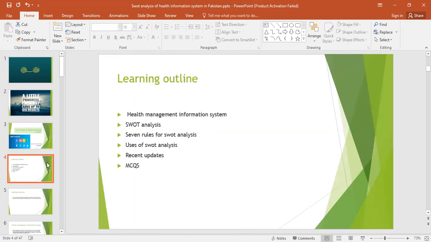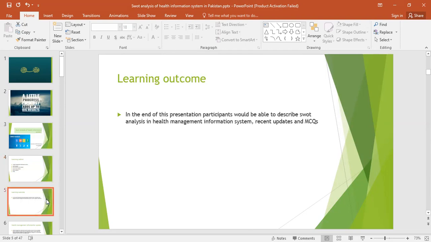The learning outline of my presentation is: introduction about health management information system, SWOT analysis, 7 rules for SWOT analysis, uses of SWOT analysis, recent updates, and at the end there is an MCQ session. By the end of this presentation, participants would be able to describe SWOT analysis in health management information system, recent updates, and MCQs.